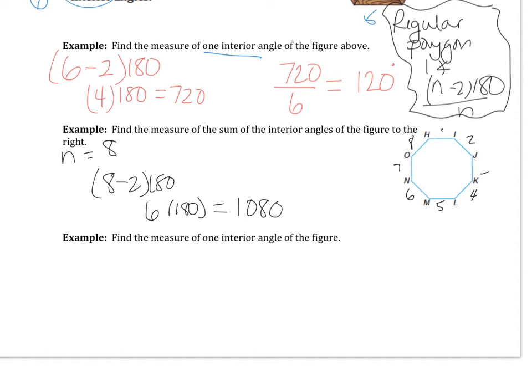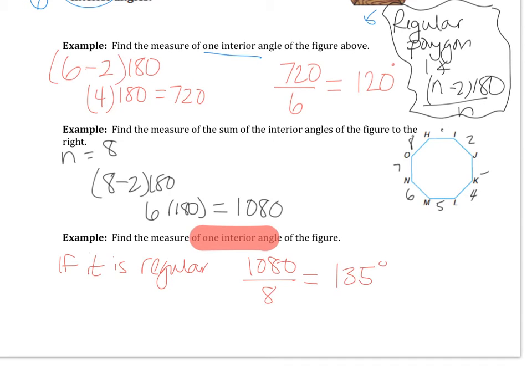Now we're going to find the measure of one interior angle here. If it was regular, and we would have to know that it was regular, we would take that 1080 divided by 8, because there's 8 sides, and that would be 135 degrees. Again, the figure has to be regular in order for that to work.